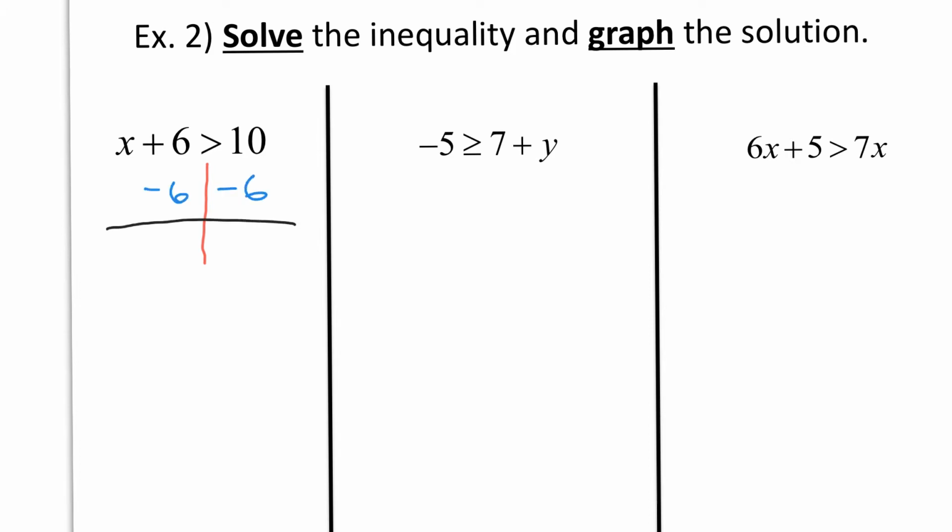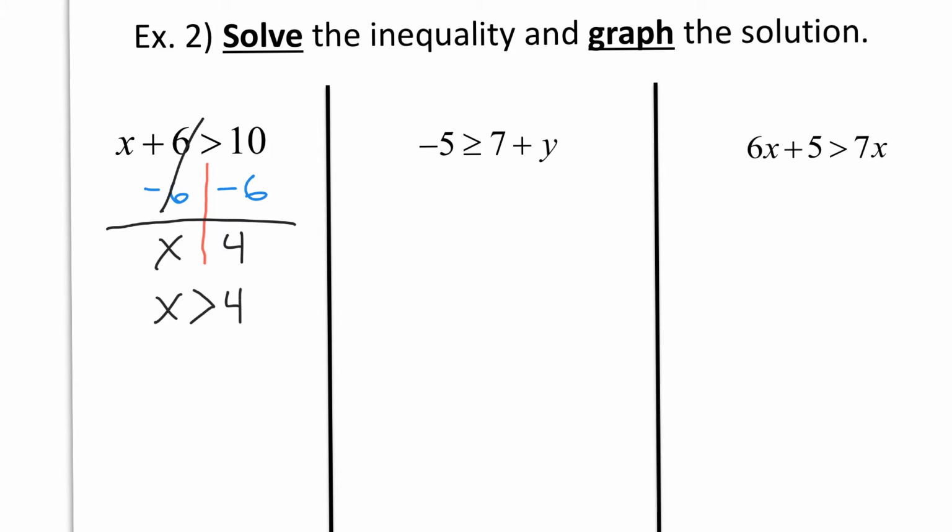So when I subtract, this cancels. So I bring down the x. And on the other side, we get 4. 10 minus 6 is 4. Now, we don't have an equal sign, but we do have an inequality. So I'm going to put x, bring down the inequality, greater than 4.